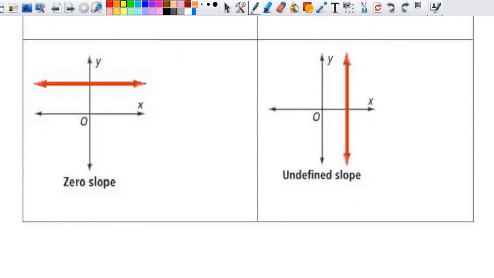The other 2 kinds of slopes we have are a 0 slope or an undefined slope. Let's start with a 0 slope. The way I like to try to remember this is that a 0 slope is a horizontal line. Horizontal has a Z in it, and so does 0. So horizontal has a 0 slope. You can use that to try to help you remember.